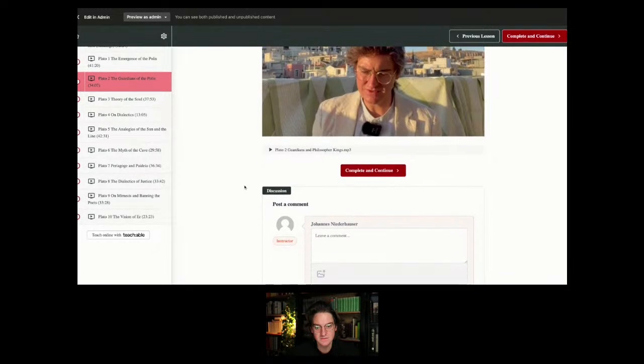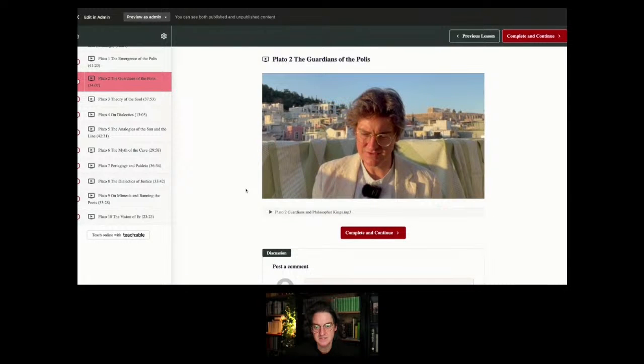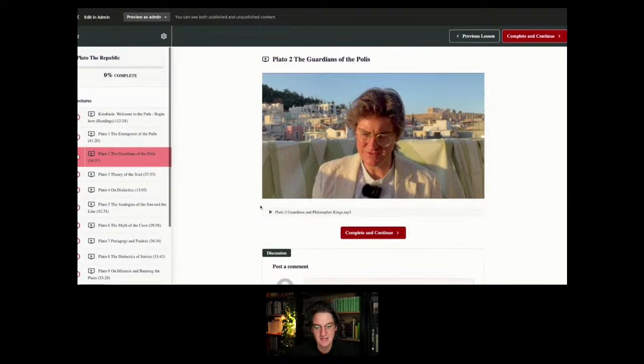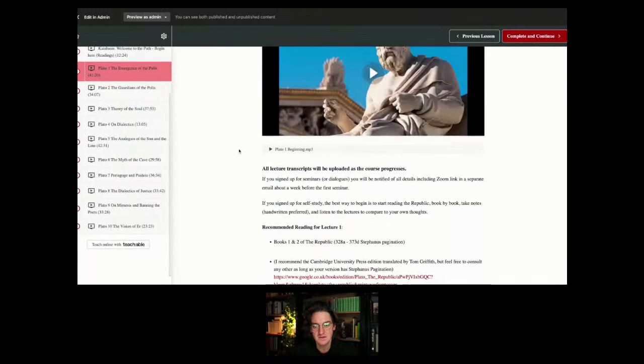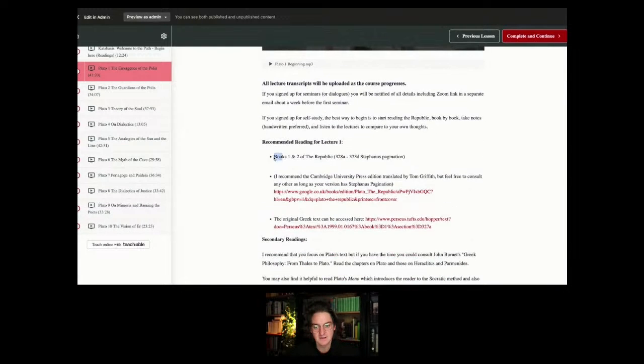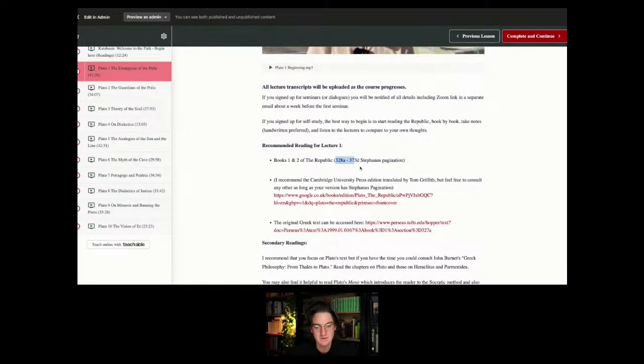Once the course properly starts, there will be a mention here with every lecture of which sections precisely to read. So for example here, Plato 1 is book 1 and 2, and then the Stephanus pagination 328 to 373. This will be mentioned for every single lecture. So if you take this on your own, then you can just follow along. You'll know exactly what to read, which books to read. Then you listen perhaps to the lecture first, do the reading, take some notes.